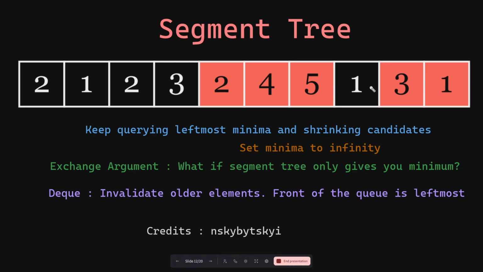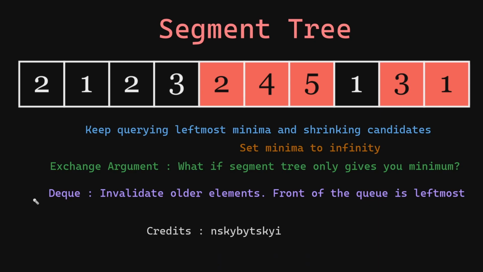How do you do that? You can simply go to those copies and set it to infinity so that it will never be returned as a minima. And then you shrink this prefix over here and you only query for the next candidate in this prefix. This is pretty easy to implement if you do have a segment tree that gives you the leftmost minima.